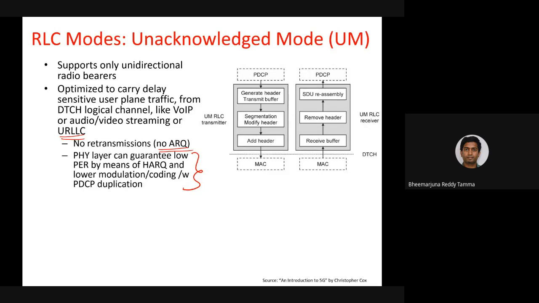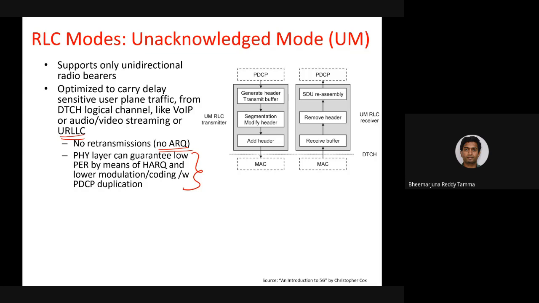Try to comprehend what I'm trying to say: even though the unacknowledged mode does not have any ARQ to guarantee reliable delivery, fortunately we have the hybrid ARQ running at the MAC layer, which can guarantee reliable delivery for applications like voice over IP. How can it guarantee? It can apply things like reducing the modulation and coding scheme. That way you can increase the probability of reception. And you can also create multiple copies of the same message. That is nothing but PDCP duplication. That way you can improve the reliability of the message.